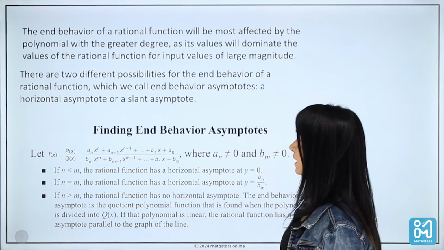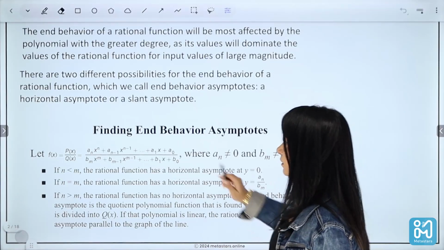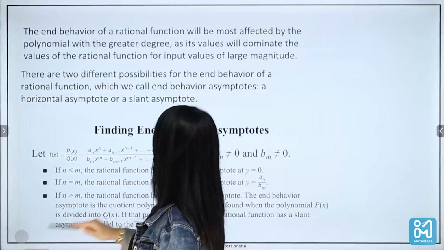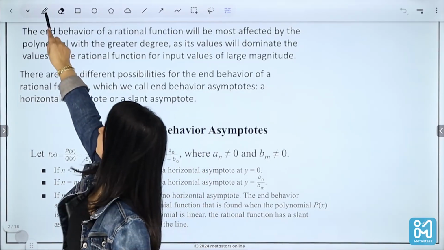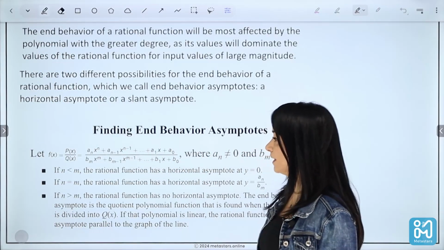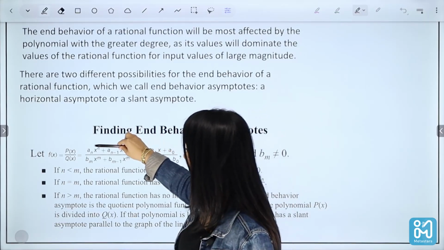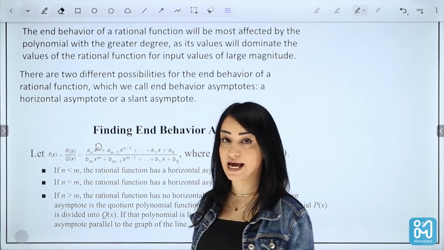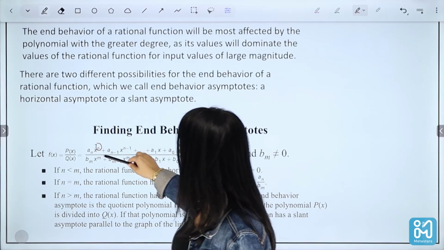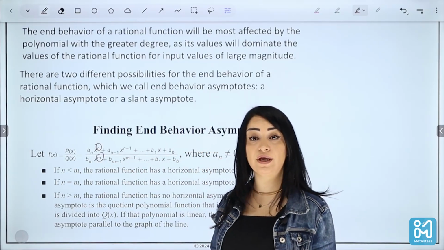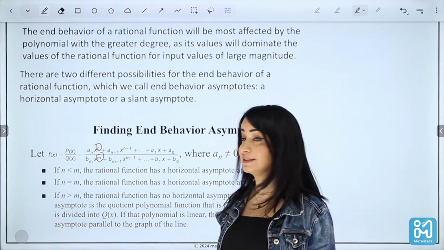So what are we going to do now? We're going to look at the degree of the numerator. What is the degree of the numerator? The degree is the maximum degree, which is n. And the degree of the denominator is equal to m. So here we will get three different cases.